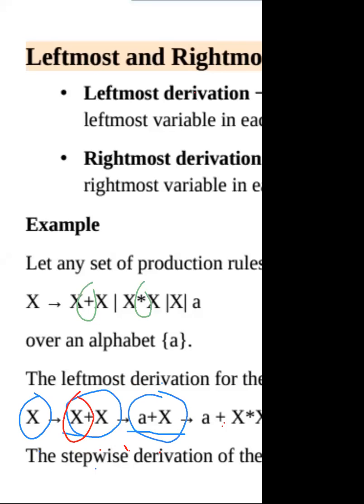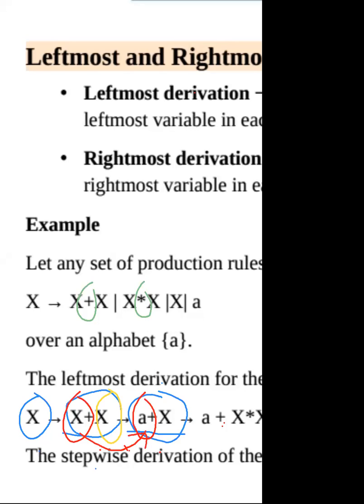In X plus X, which one is leftmost? The red one, right? Yes, sir. So on the right hand side, which one is leftmost? The red marked X is leftmost, and the yellow marked X is rightmost, right? So when you have written a plus X in the second step, that means you have replaced this leftmost X.